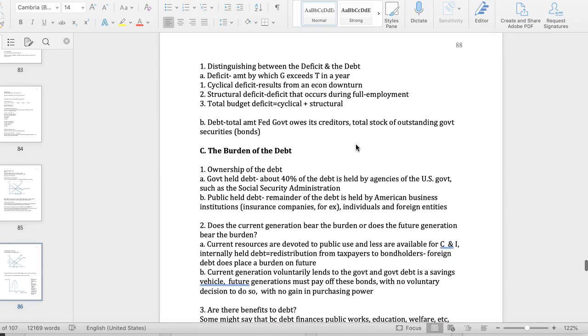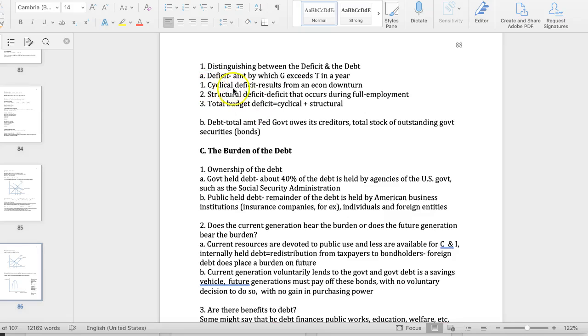So let's talk about the deficit and the debt. The deficit is the amount in any given year by which government spending exceeds taxes, whereas the debt is the total amount. All of these deficits added up, that's going to be your debt. So the debt is the total amount the federal government owes its creditors. It is the stock of outstanding government securities. All the bonds that are sold represent debt.